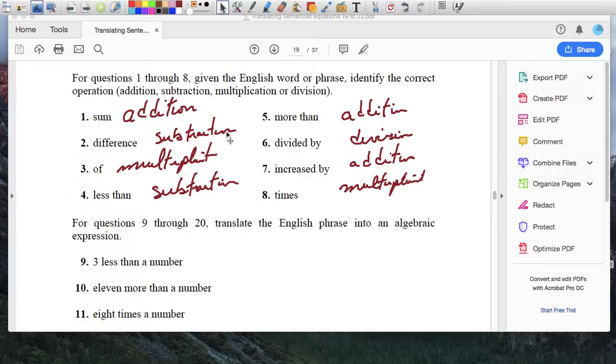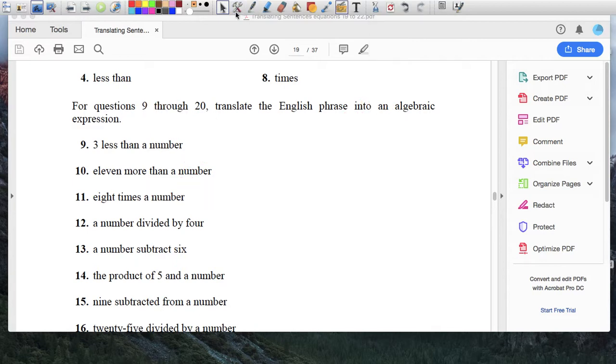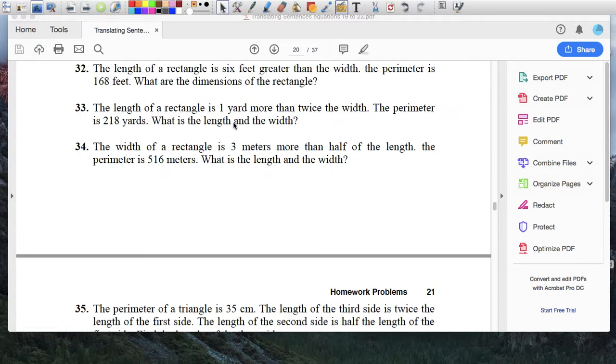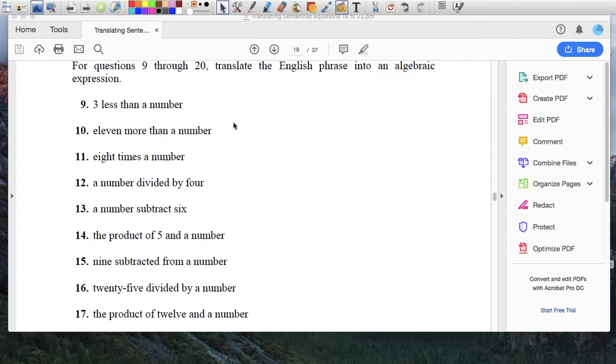And then from here, we'll do the odds. So it shouldn't be too many problems. So we're going to take 9. And again, a lot of this is just review, to get you ready to translate the longer sentences into equations.